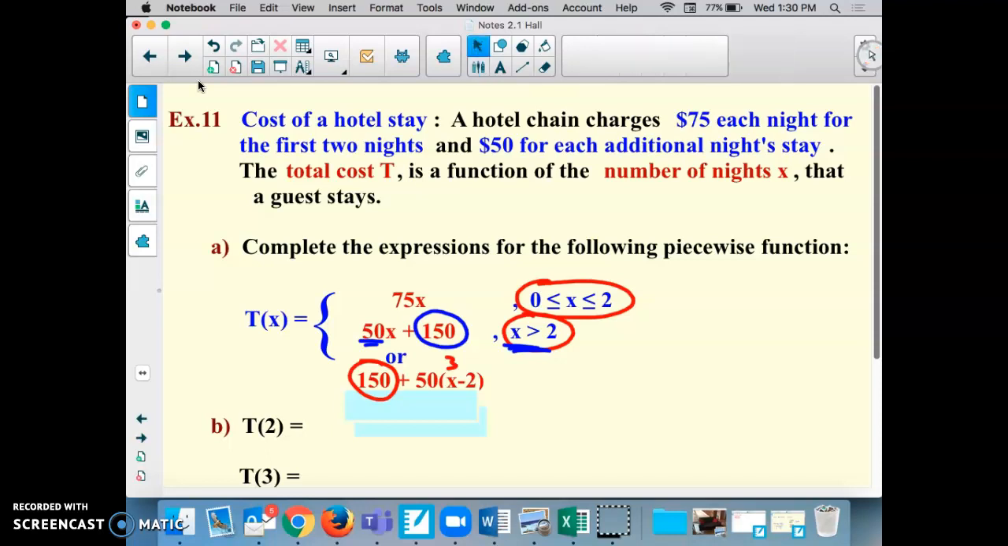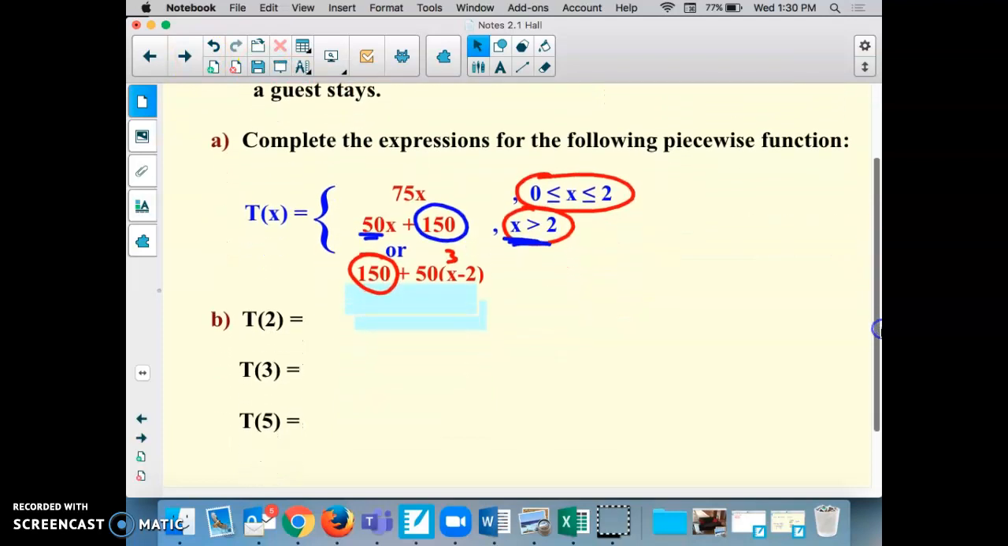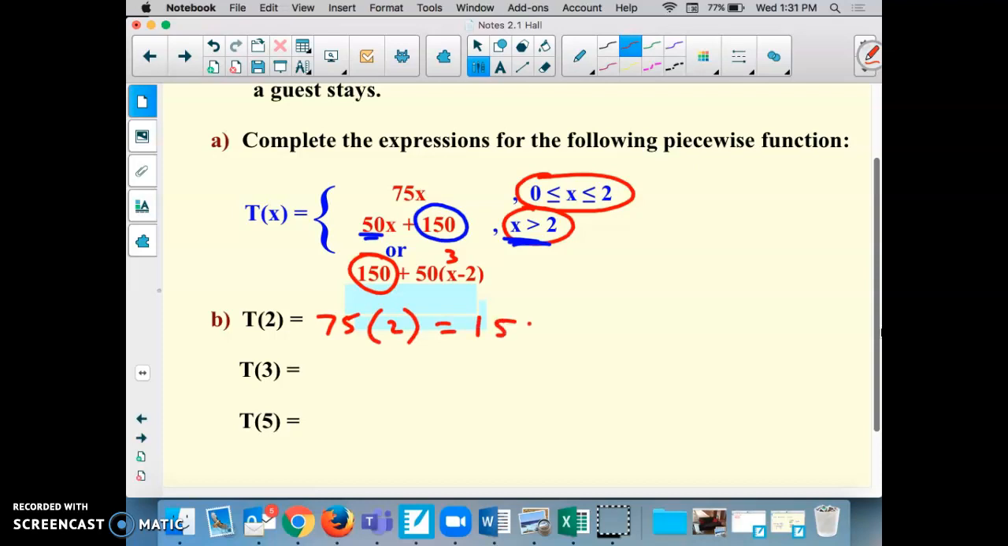All right? So you can kind of see now how to evaluate. T of 2, T of 3, T of 5. All right, T of 2, you use the first one, 75 times 2. That'll cost you $150. All right, third night, I'm going to do that a little bit different, sorry. I'm going to do the second one, $150 plus 50 times 3 minus 2. 3 minus 2 is 1, times 50 is 50, costs you 200.